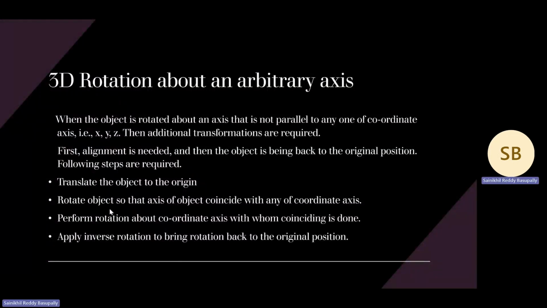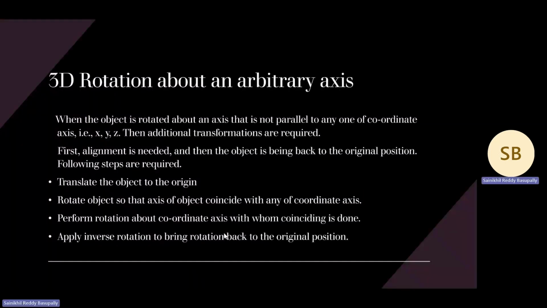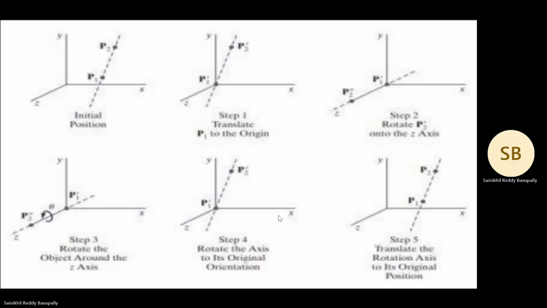In the next step, we need to rotate the object so that the axis of the object coincides with any one of the coordinate axes. After moving it to the origin, we need to make sure that it aligns with one of the coordinate axes, which can be either x, y, or z. In the next step, we need to perform a rotation about the coordinate axis with which the coinciding is done, so we rotate the object around the axis to which it is now parallel.